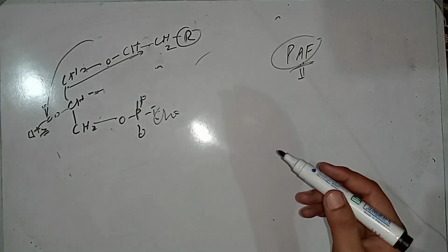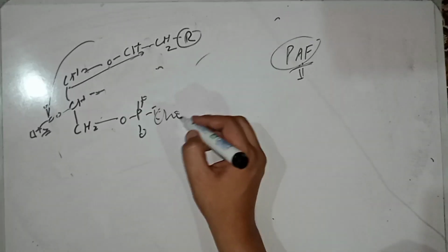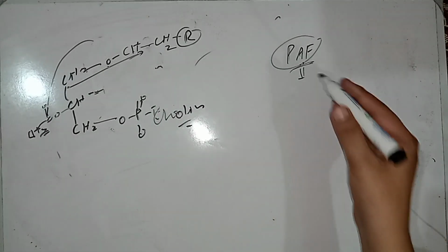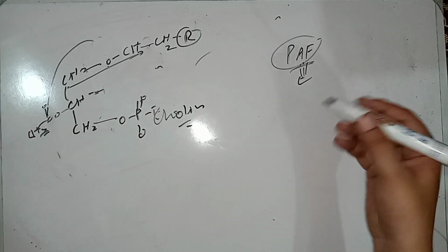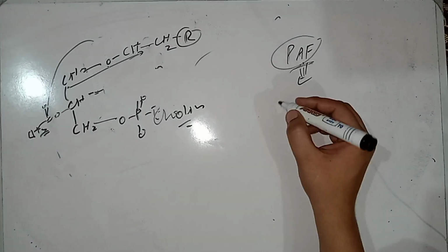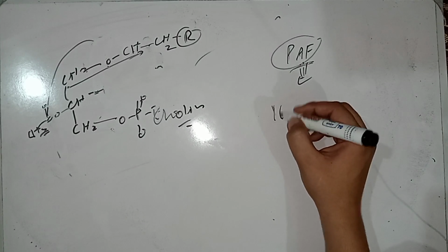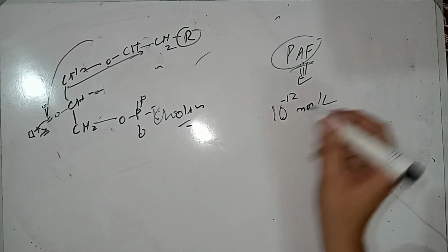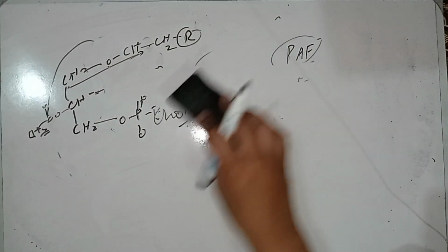To this platelet activating factor, we can attach a base, for example choline. This platelet activating factor is involved in inflammation, and it activates WBCs, and it is a highly potent molecule. It acts at a low concentration of 10 raised to power minus 12 mole per liter. So these were the different glycerophospholipids.